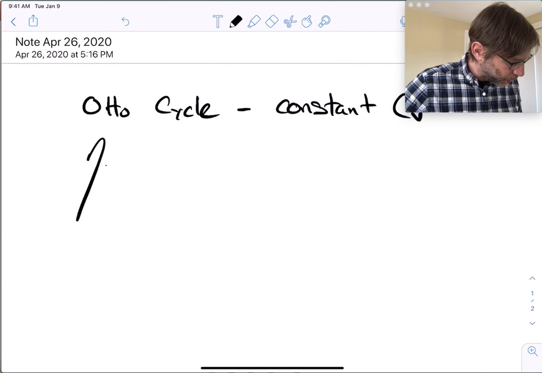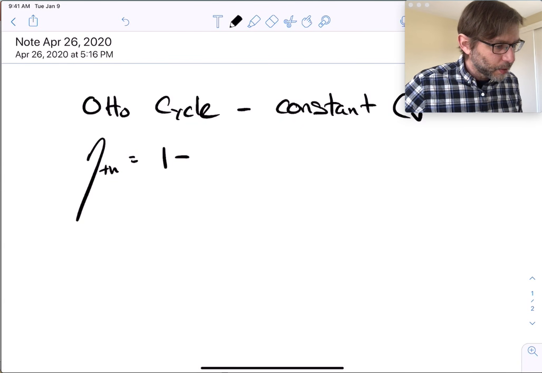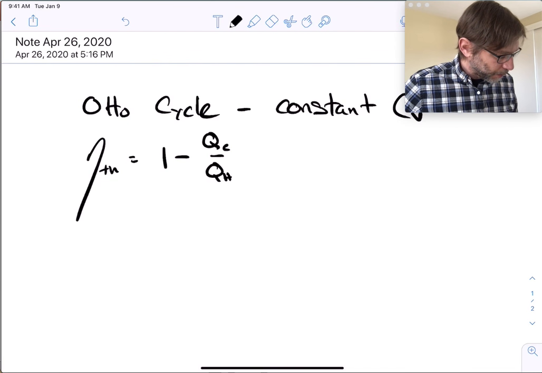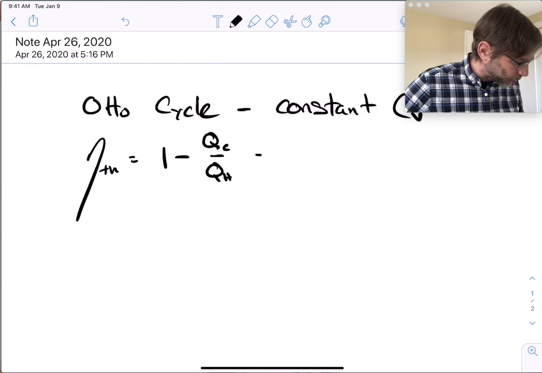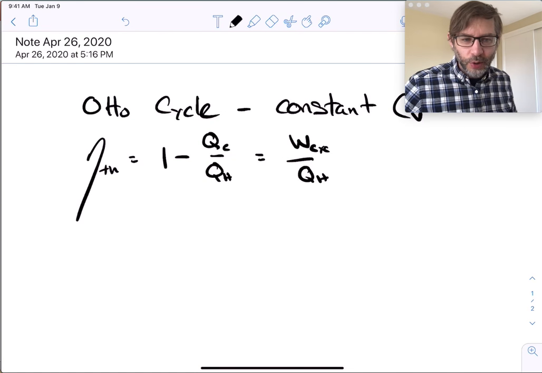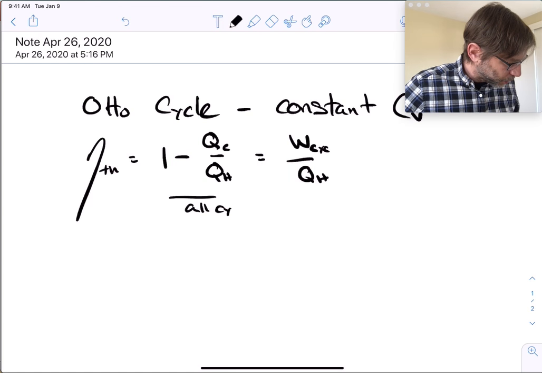So we know the efficiency is equal to 1 minus QC over QH, right? TL over TH. So this is the same thing. This is the work of the cycle over QH, right? And if you do the math like we've done, this is the same for all cycles.